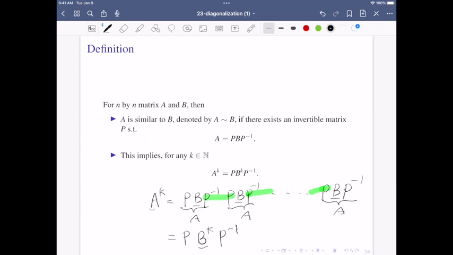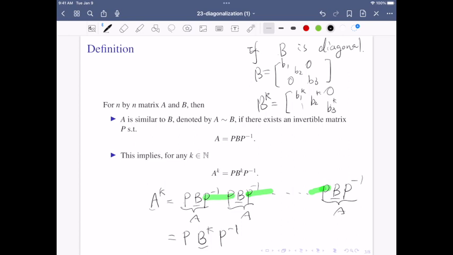And if B is diagonal, for example, B is given by b1, b2, b3, and other things are just 0, then B to the kth power is basically the kth power of each diagonal entry, and other things just remain 0. So B to the k is very easy to compute if B is diagonal. This is why we want to have diagonalization of a matrix.